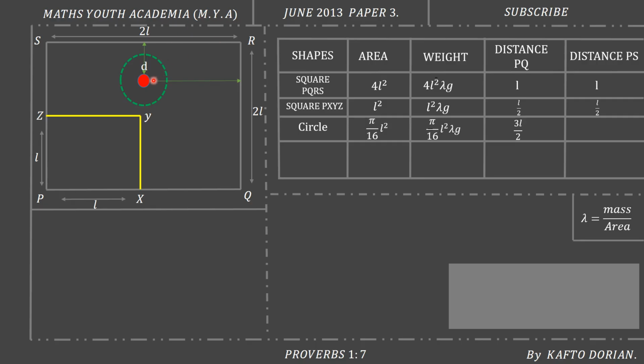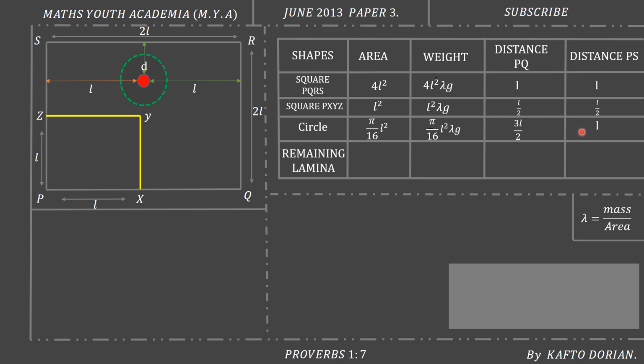Then the distance of the circle from PS. The question is still telling us that the center O is distance L meters from QR. So from QR, I have a distance of L meters. If my complete distance RS is 2L, that means the distance from the center to PS is still L.